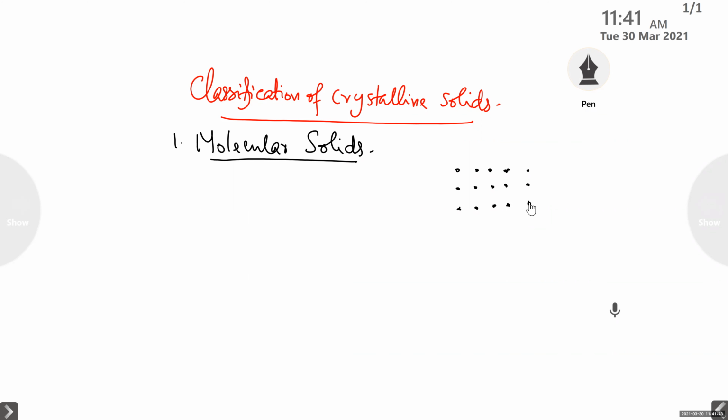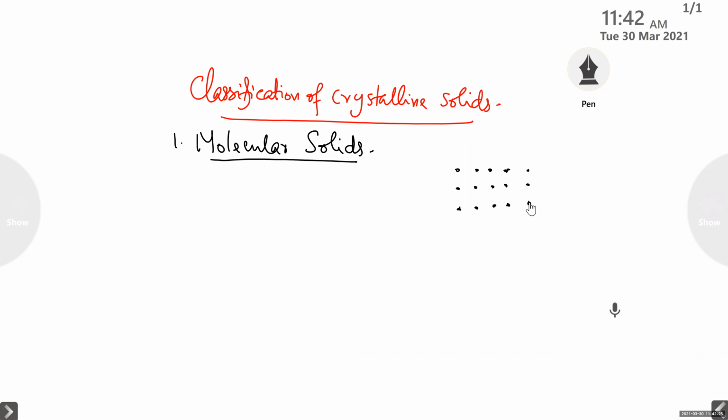Molecules may be polar molecules or non-polar molecules. Non-polar molecules means in the molecule there is no charge separation. Examples are H2, O2, N2, or the noble gases like He, helium, Ne, neon, argon, Ar, etc.